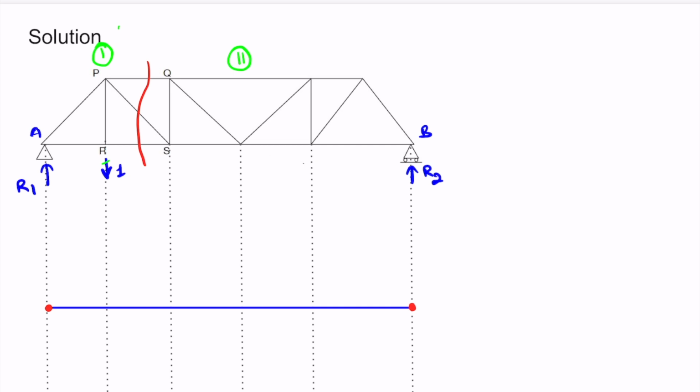Therefore, we will choose section 2 for our further calculation. Okay, so let's draw this section 2. So this is member PQ. Let's call it FPQ, right? And the cutting of the section will release the forces. So I'm drawing those forces. Let's call them FPS and FRS, right?